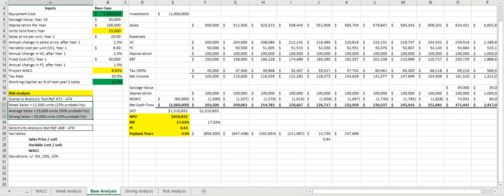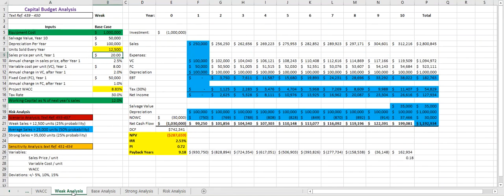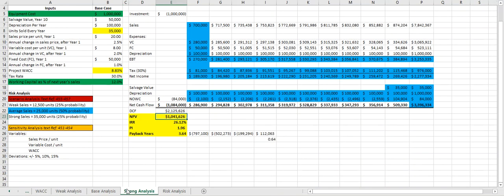So I have set up our base analysis, what we just did. I've also prepared a weak analysis in this tab. This is a weak analysis. As you can see, 12,500 units sold, and everything else is the same. Notice under this scenario, we're losing money. I set up a tab for the strong case: 35,000 unit sales per year. Everything else stays the same. We're making a lot of money there.